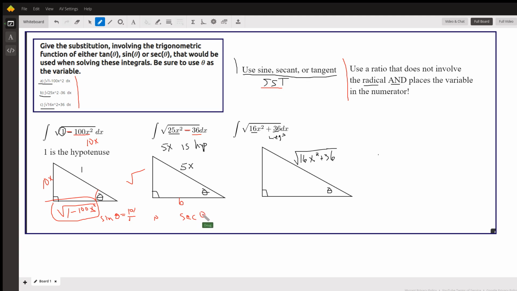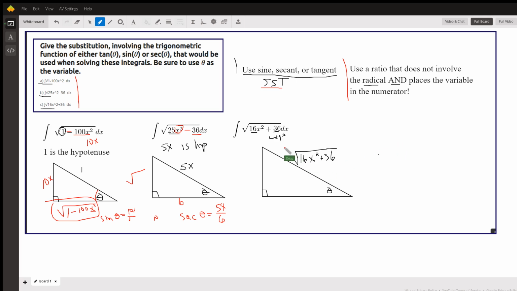Secant of theta equals the reciprocal of cosine, so 5x over 6. You can solve that for x, square both sides, and you'll have something for x squared. Substitute it into this for x squared, and you'll see the radical disappears.